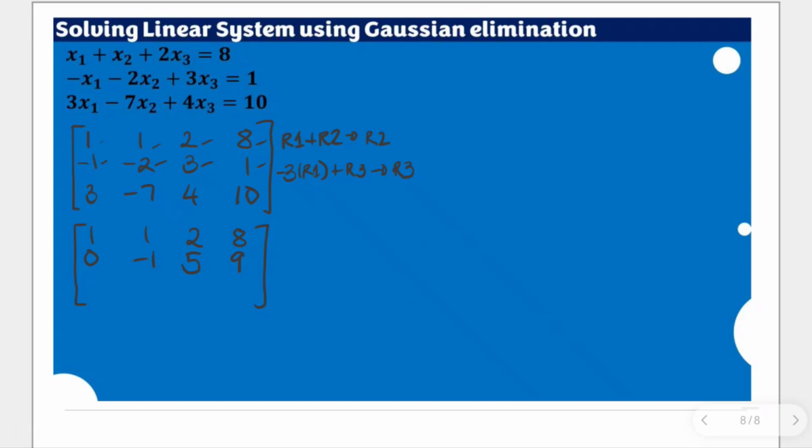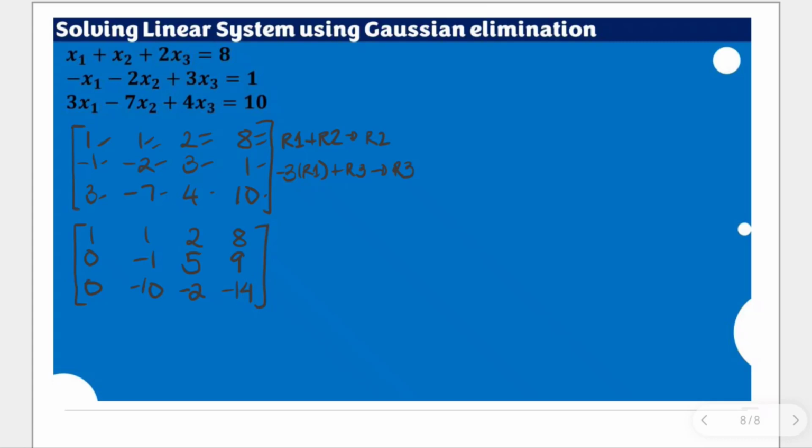For the third row, we're going to multiply -3 to row 1. -3 times 1 is -3, plus 3 is 0. So see, we have achieved our goal of making sure that all the entries below the leading 1 would be 0. Applying to the next entries, -3 times 1 is -3, plus -7 is -10. Then -3 times 2 is -6, plus 4, I have -2. -3 times 8 is -24, plus 10, I have -14.